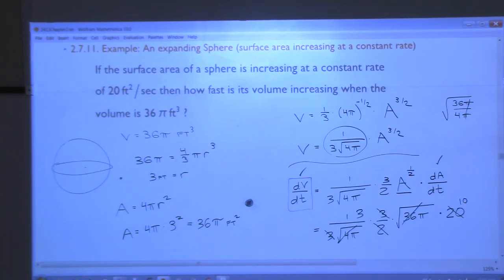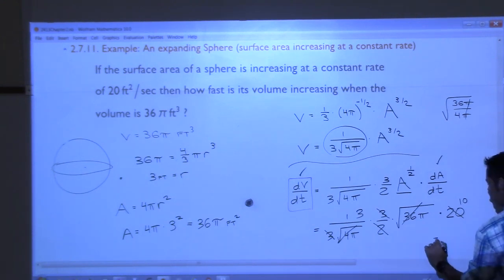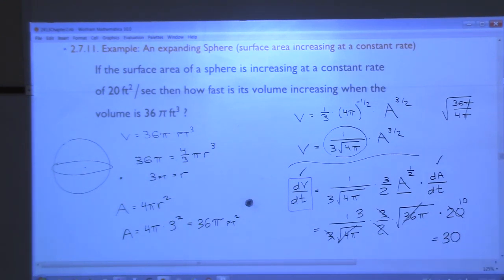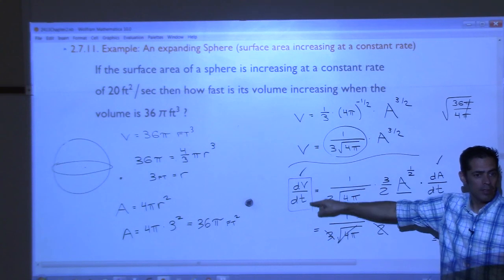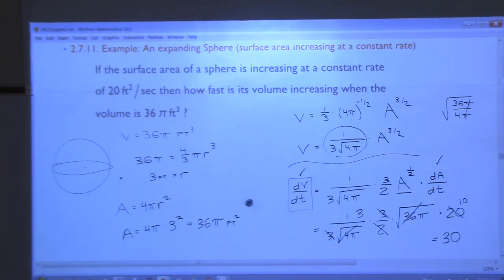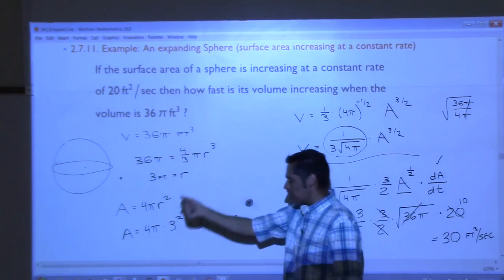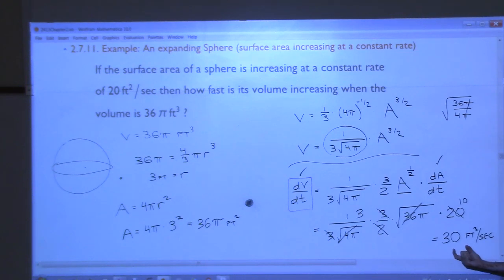So what do we get at the end of this? 30. Now, 30 what, though? Volume over time is our answer, so that's our units. So how do we measure volume? Cubic feet, and then per second. All right. This sphere is growing so that its surface area is increasing at a constant rate of 20 square feet per second at exactly the moment that the radius is 3, right? Because that's when this happens. At exactly the moment the radius is 3, the volume is changing at that instant at 30 cubic feet per second.